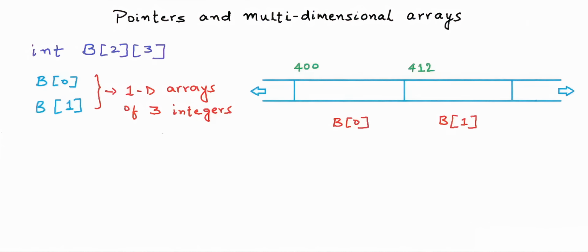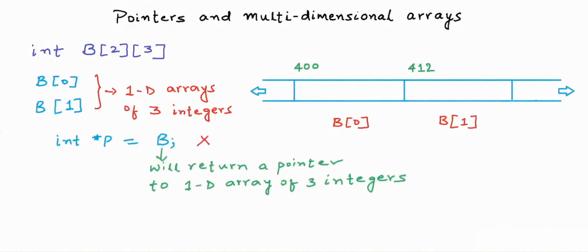As we had said, name of the array returns a pointer to the first element in the array. This time each element is not an integer. Each element is a one-dimensional array of 3 integers. So if I would write a statement like this, int *p = B, then this will give me a compilation error, because B will return a pointer to 1D array of 3 integers and not just a pointer to integer. The type of a pointer matters not when you have to read the address. It matters when you dereference or when you perform pointer arithmetic. It's really important that we understand this.